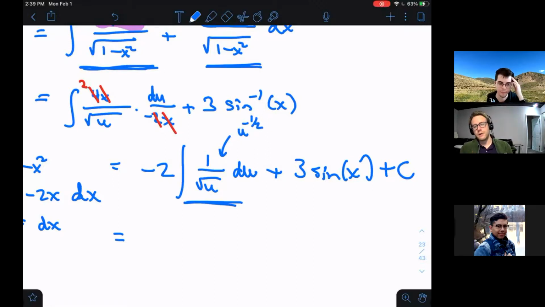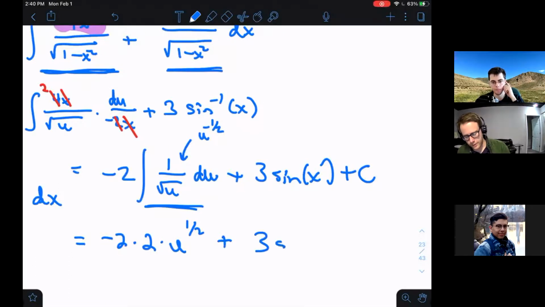And so, okay, when we go ahead and integrate this, we need to raise our power by 1. So it goes from negative 1/2 to positive 1/2. And then we multiply by the reciprocal of our new power. So the reciprocal of 1/2 is 2. Don't forget, we have this other negative 2 hanging out in front.